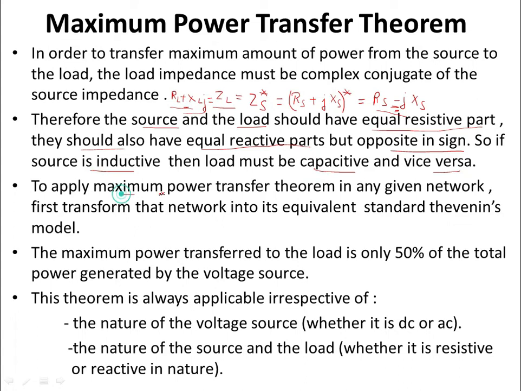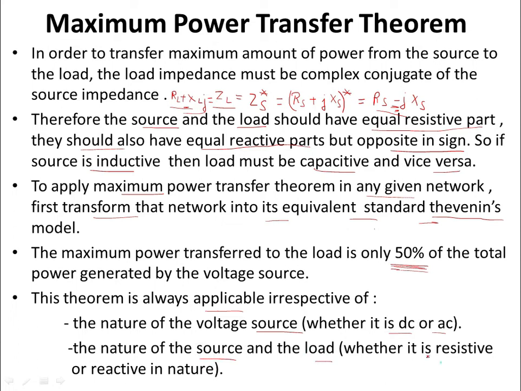To apply the maximum power transfer theorem in any given network, first you have to transform that network into its equivalent standard Thevenin's model or Norton model, whichever you prefer, but we prefer Thevenin's here. The maximum power transferred to the load is only 50% of the total power generated. Means the maximum power which you can give to the load is only 50% of the total power generated. This theorem is applicable irrespective of the source, whether it is DC or AC, and irrespective of the nature of the source and the load.